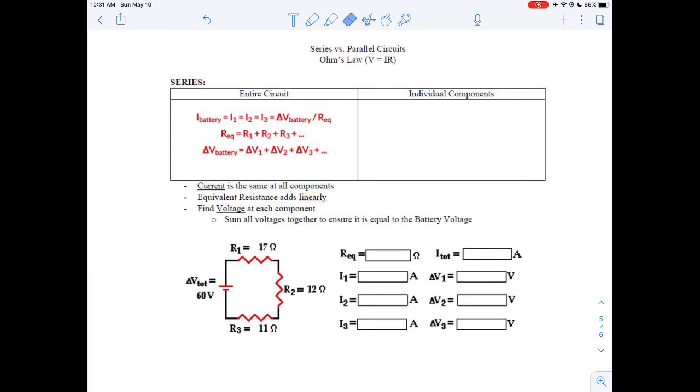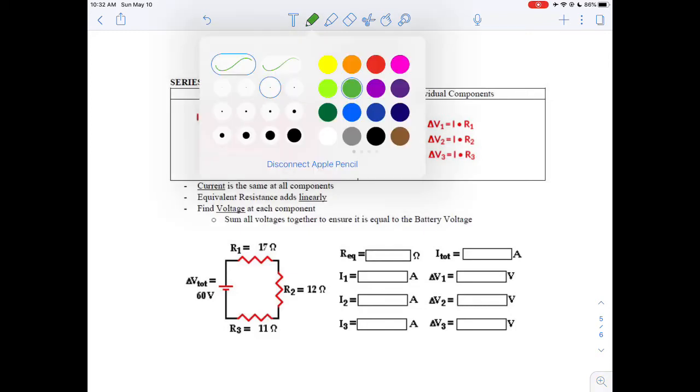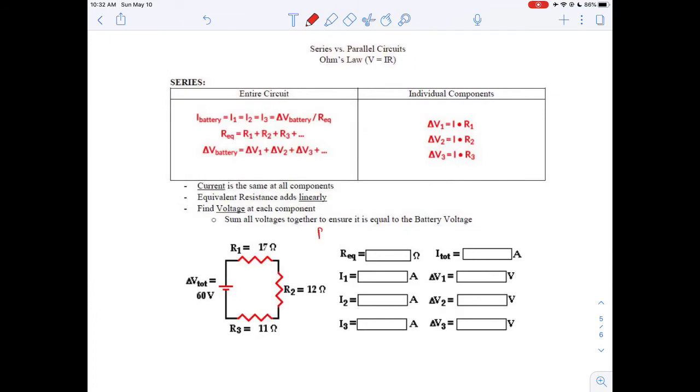To calculate the voltage at each component, we really just need to multiply the current by the resistance at that point. So let's talk about how to apply this in this scenario. We're going to first start with the total resistance. My total resistance will be equal to the sum of all of my resistors in this circuit. So that will be 17 plus 12 plus 11, which is 40 ohms. So that's what's going to go in this equivalent resistance box, 40 ohms.